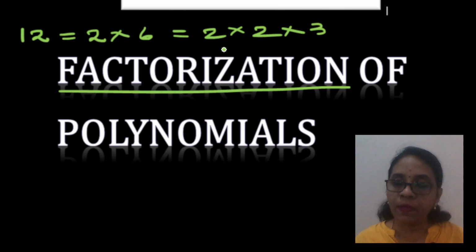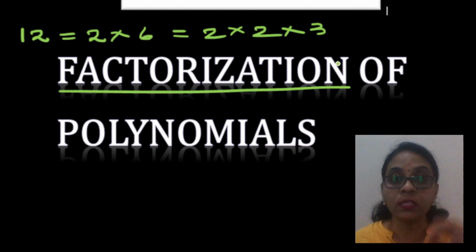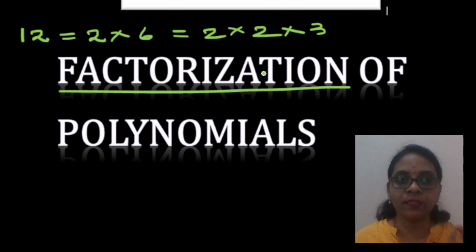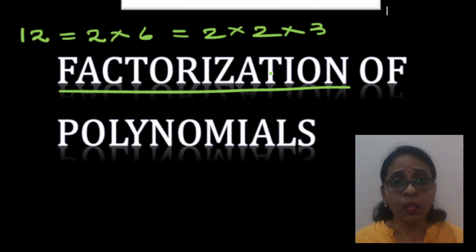This 2 cannot be factorized. Maximum you can write it as 1 into 2. So you have to reduce it to prime factors. Why prime factors? Because a prime number has only the number itself and 1 as its factors. So 13 is a prime number. Why? Because we cannot write any factors of 13 except 1 and itself. Such a number is a prime number. So we reduced it to prime factors. This is what is called factorization.